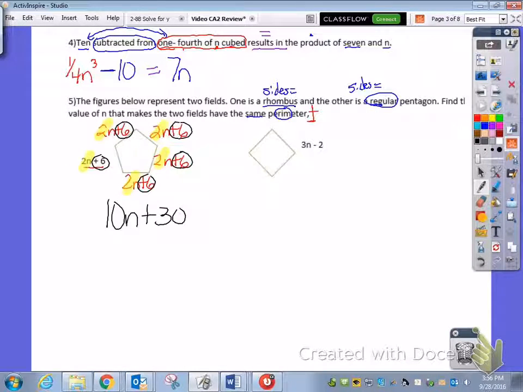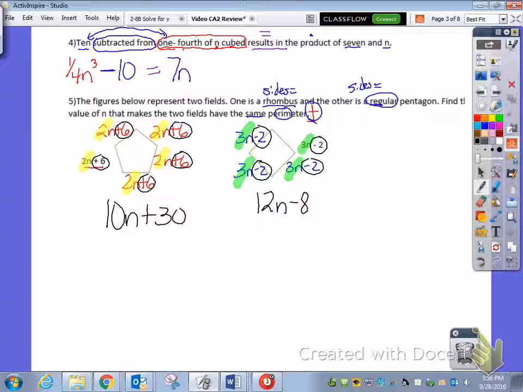Now on the other one, I have 3n minus 2. And since it's a rhombus, all of the sides are 3n minus 2. So I'm going to put that on all of them. And then again, I'm going to add. Add this together. So 3n, 3n, 3n, 3n. When I add those together, I get 12n. Negative 2, minus 2, minus 2, minus 2. That's negative 8. Some of you still are getting stuck. You can enter it like that in the calculator, or you can say addition in between. Either way, you're going to get negative 8.